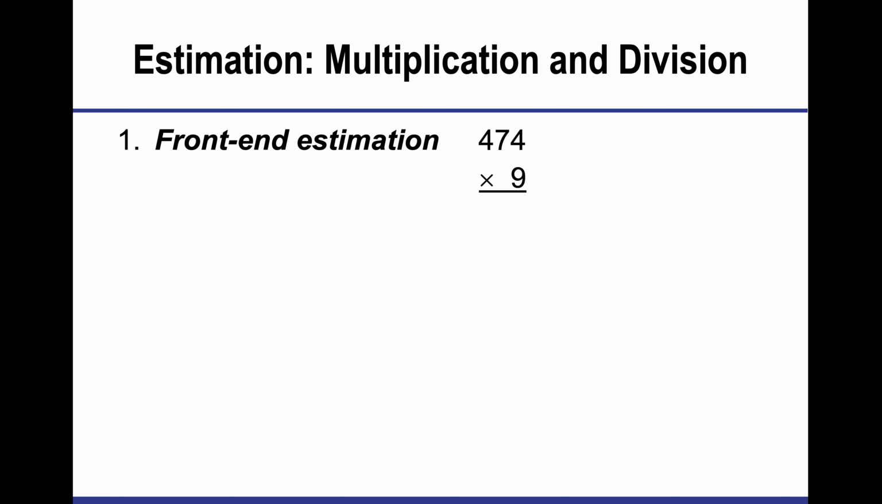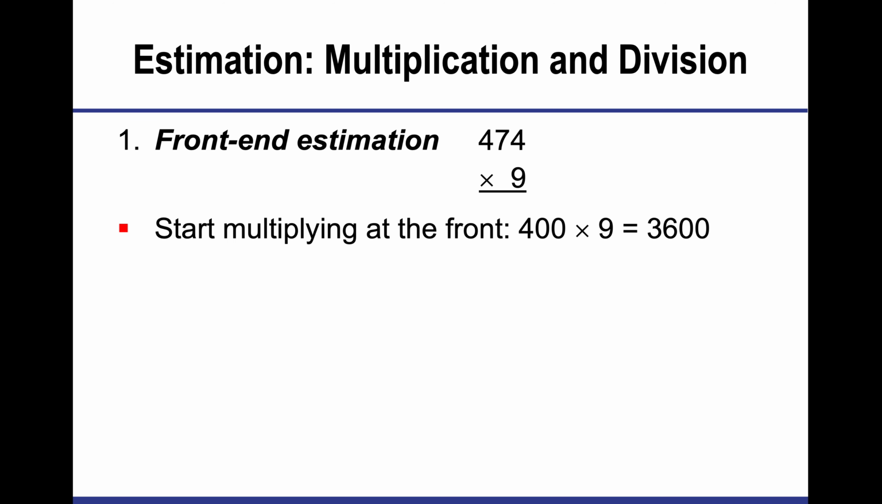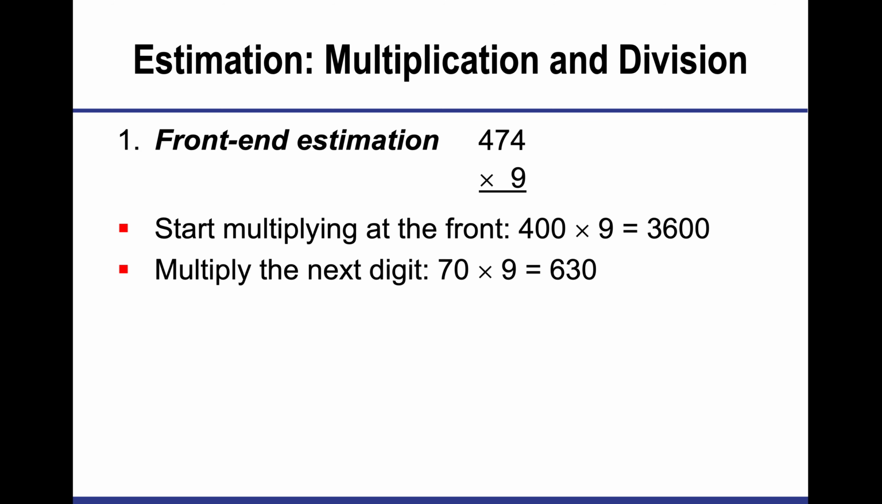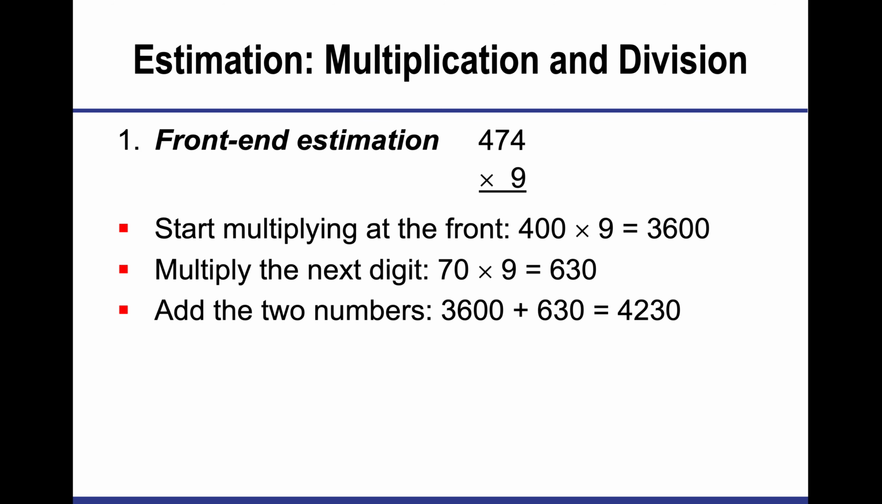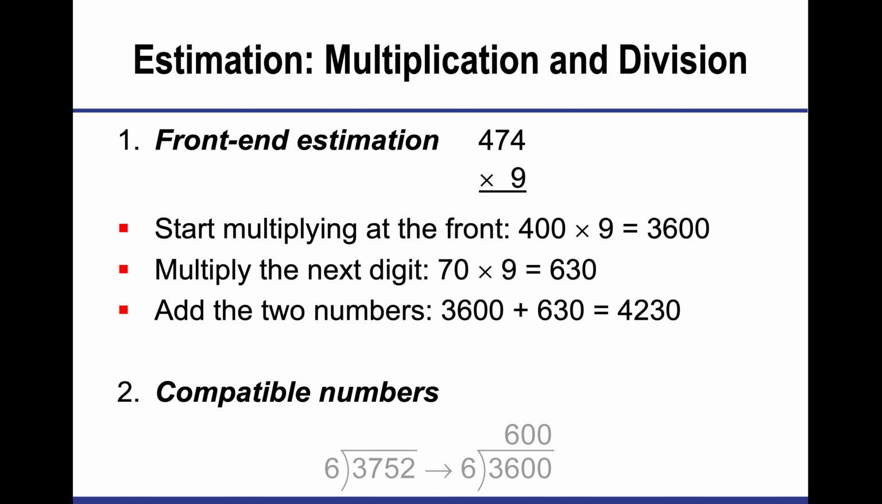Here's a front-end estimation problem. So I have 474 times 9, which would be 400 times 9, 70 times 9. Look at that expanded value. And I'm getting 3,600 plus 630. That's an estimate. I'm not dealing with that last 4 because I estimated it. If I want to look at compatible numbers, I'm going to do the same thing. I'm going to kind of round to a place where it makes sense for my divisor of 6 to be plugged in.